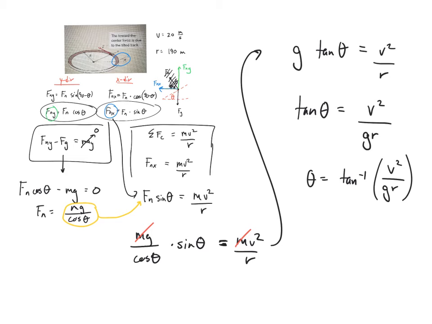I don't know what the number turns out to be. It doesn't really matter as much, but we could plug in. Did anyone try it and get a number? 12. Is that what it is? 12 degrees? Yeah. 20 squared over 9.8 times 190, tangent inverse of all that. Yep. So we're going to get theta is around 12 degrees. So a 12-degree bank turn is necessary if the turning radius is 190 meters, and if, these are big ifs, right?